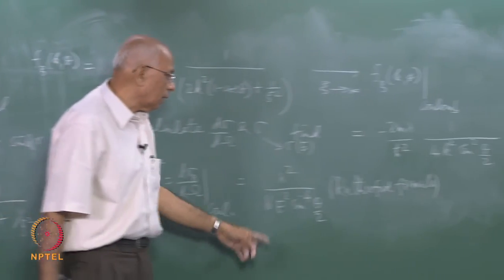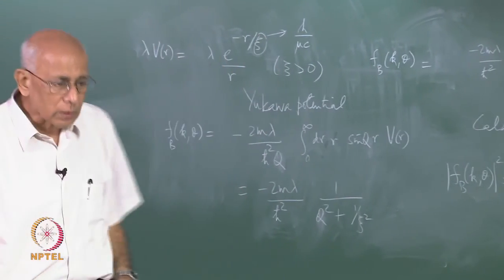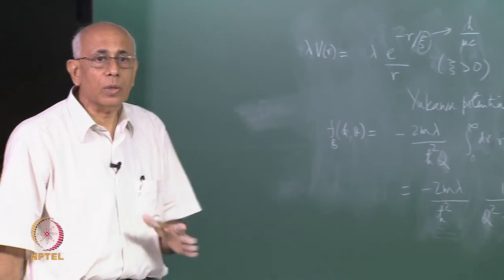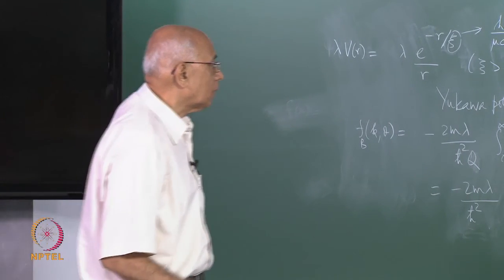And the Rutherford formula, as you know, is valid in the case of electromagnetic interactions because the exchange quantum is the photon and its rest mass is 0. So that is why you get a Coulomb potential from a Yukawa potential.